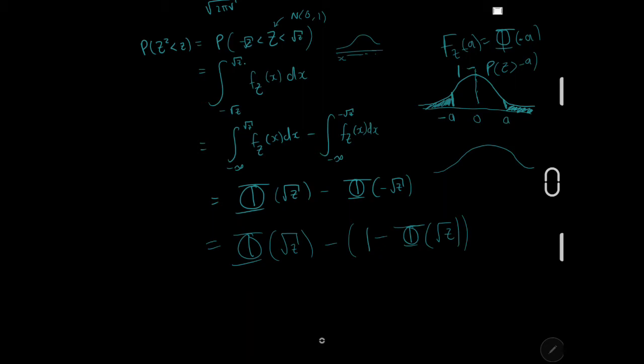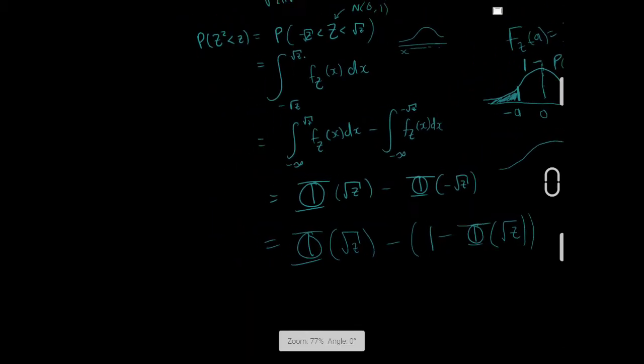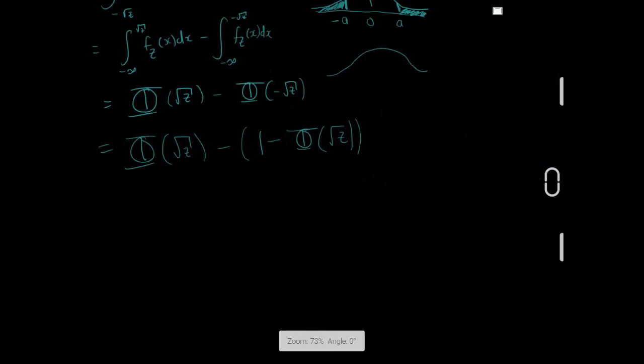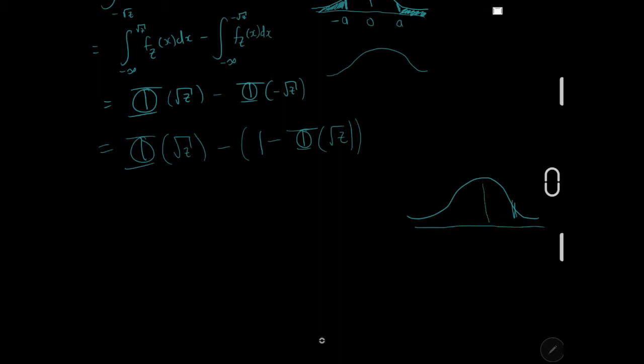So this is basically equal to 1 minus phi of square root of z. Okay, so remember the square root of z. If we think about this particular little equation over here, phi of square root of z is this value over here. So this is z, okay? So we're looking at phi of z, which is this probability over here, correct?